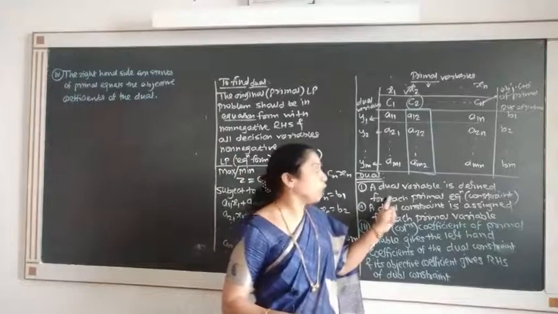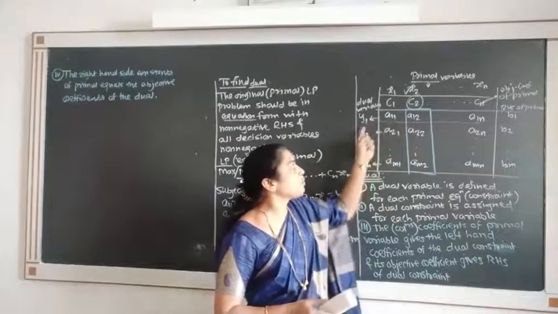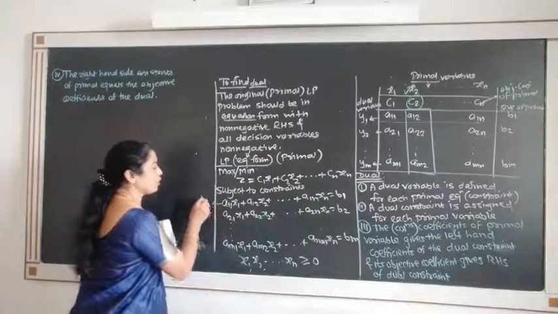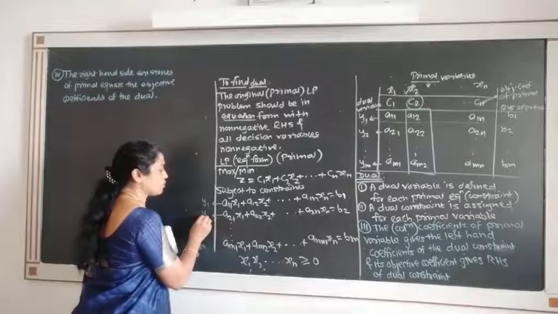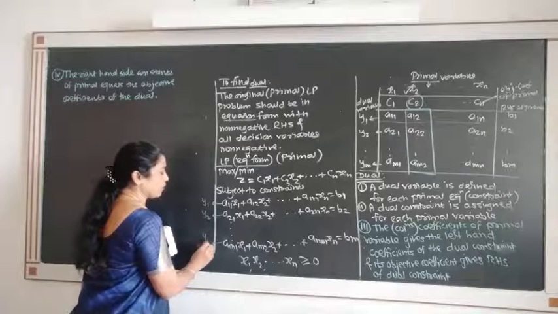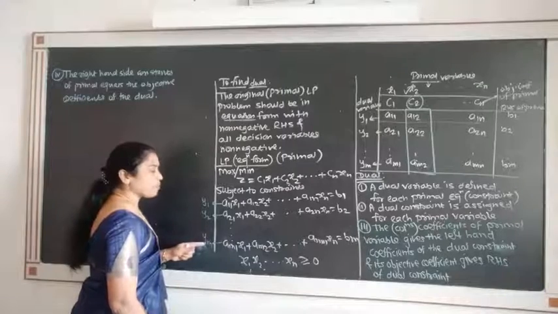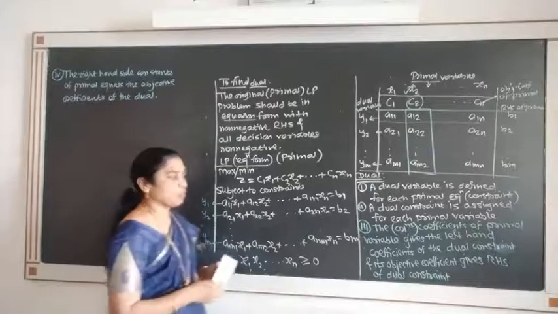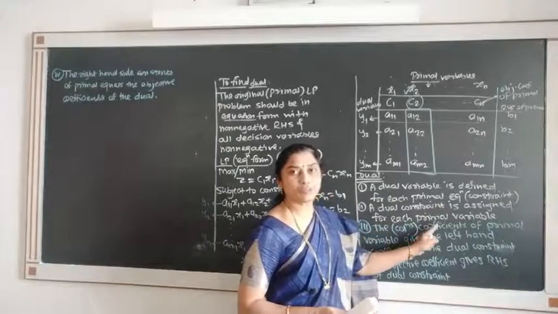The first rule: the dual variable is defined for each primal equation. For the first primal equation we have one dual variable, which I will denote by y1. For the second, dual variable y2. Similarly for the last, the dual variable will be ym. So y1, y2, ..., ym are the dual variables associated with each primal equation. That is our first rule. Second, a dual constraint is assigned for each primal variable.